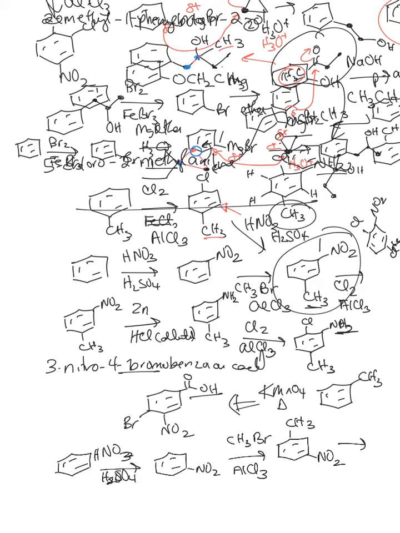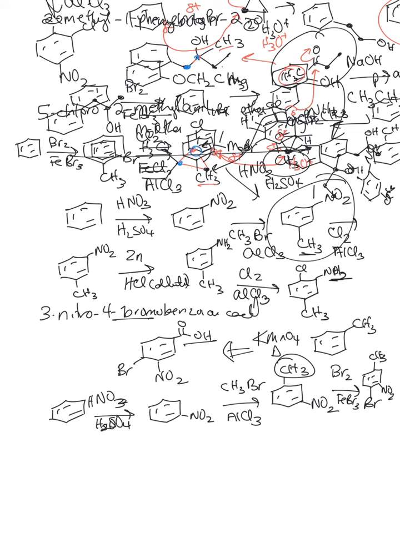And then I would go ahead, since that's an activating group and a strong activating group, just go ahead and do bromine and iron(III) bromide, and that's going to override the nitro because the nitro is deactivating, and it's going to give you a bromine there. And then you can just use potassium permanganate and hot heat will do a benzylic oxidation to CO2H, carboxylic acid.